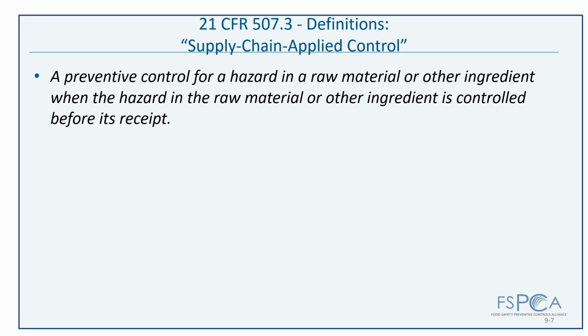So now let's take a look at the definition of a supply chain applied control. This is a preventive control for a hazard in a raw material or other ingredient when the hazard in the raw material or other ingredient is controlled before its receipt. Okay, so essentially, if a receiving facility goes through its hazard analysis process, identifies a hazard requiring a preventive control, and then decides that they are going to ask their supplier to control that hazard for them, they are using a supply chain applied control.